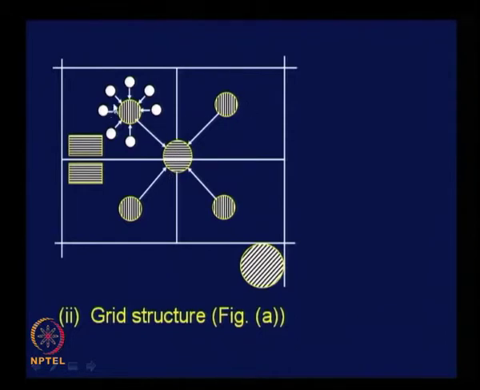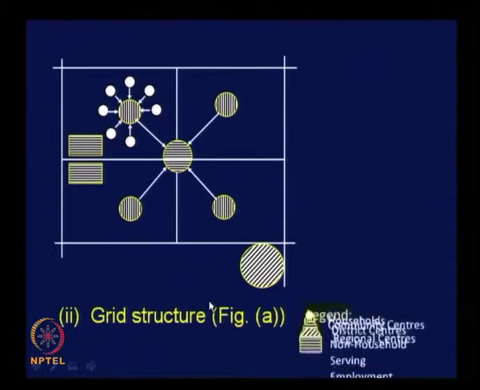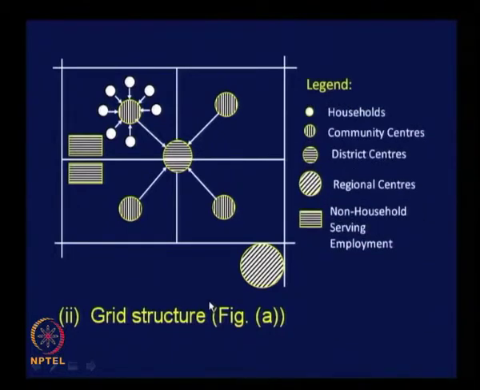and the community centers are located at the center of the subcells. Once you divide the cell into smaller parts, you fix the community centers at the centroid of these smaller parts. And the non-household serving employment, as we have seen in the previous case, are located as close to the main arterial or expressway route as possible, but without any connection to the hierarchy of the service centers. Clear? Of course, the legends are the same as we have seen earlier, nothing different.